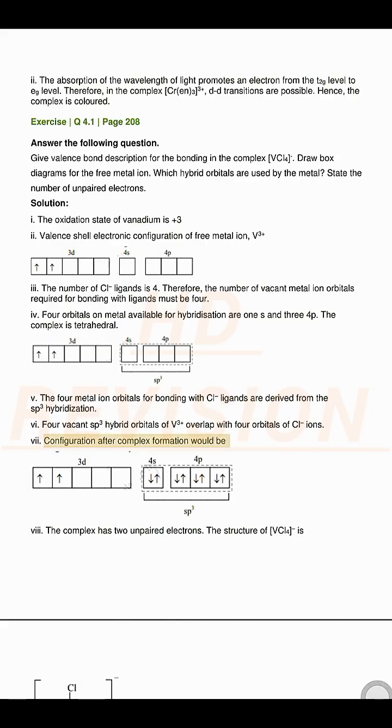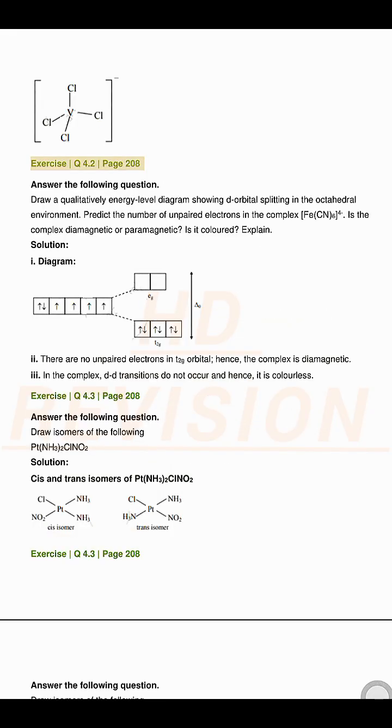V. Configuration after complex formation would be V. The complex has 2 unpaired electrons. The structure of VCl4 is Exercise Q 4.2, page 208.